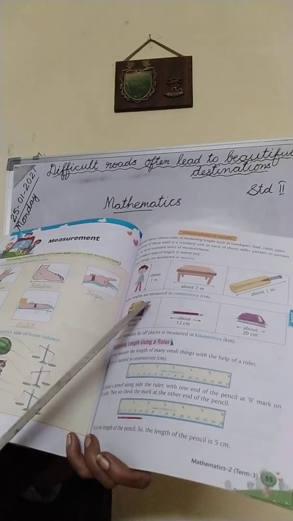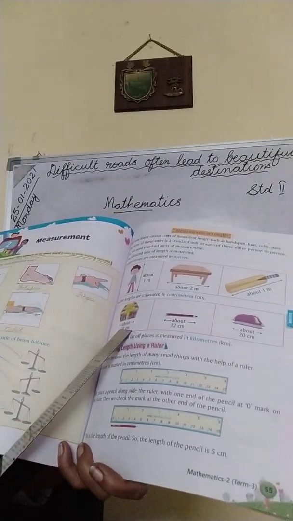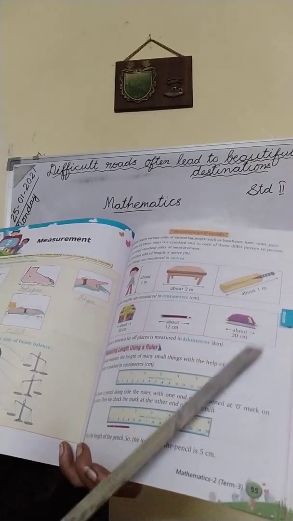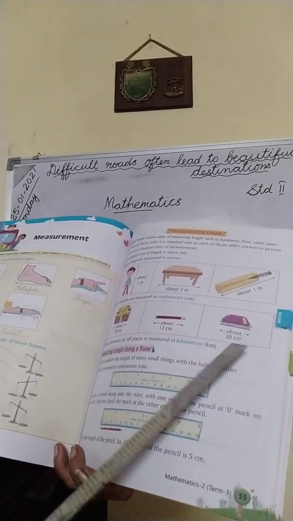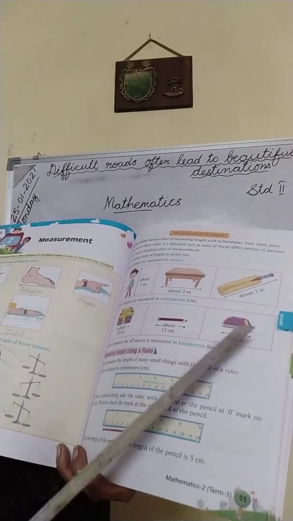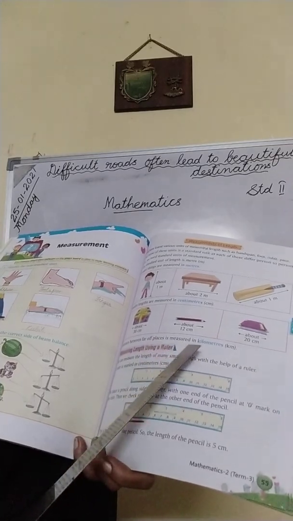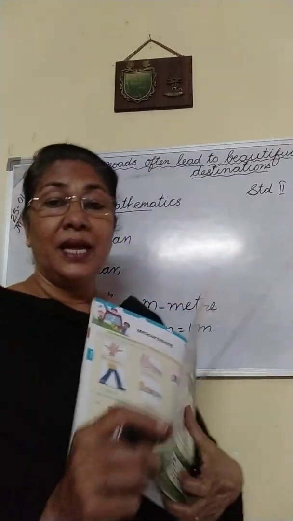Now this is a gift. This is only 30 centimeters. Now your pencil is 12 centimeters. Then what is this? Yes, it is about 20 centimeters. Distance between far off places is measured in kilometers.